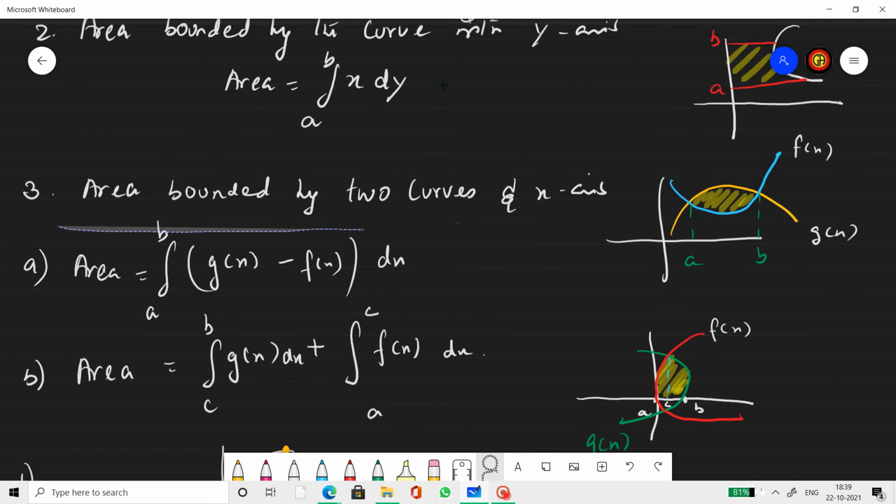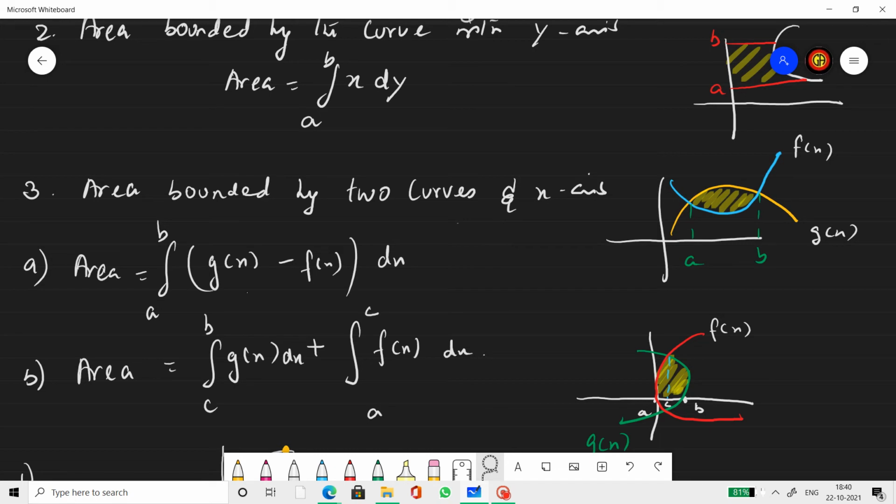The third type of questions is area bounded by the two curves. Area bounded by the two curves can be two-way, one upper and one lower. Like you see here, it could be upper and then lower. So here the upper curve area will be this region, whereas the lower curve area will be this region. So upper curve minus lower curve will give you area bounded by both.